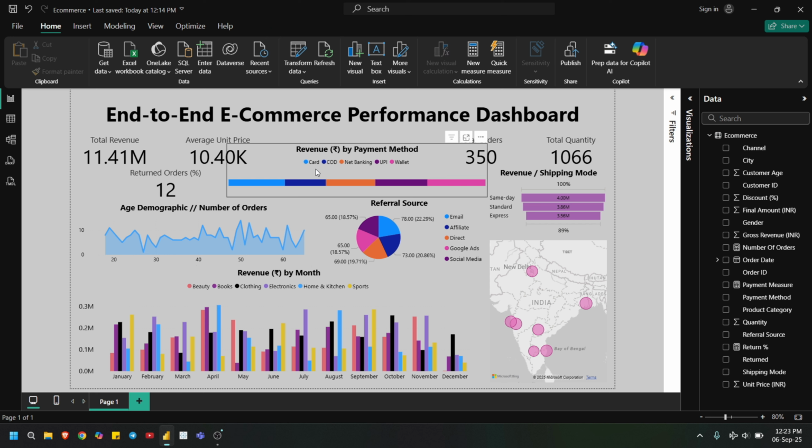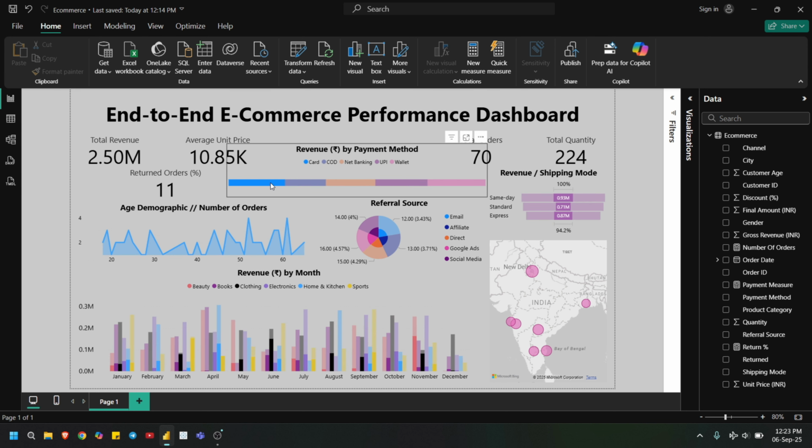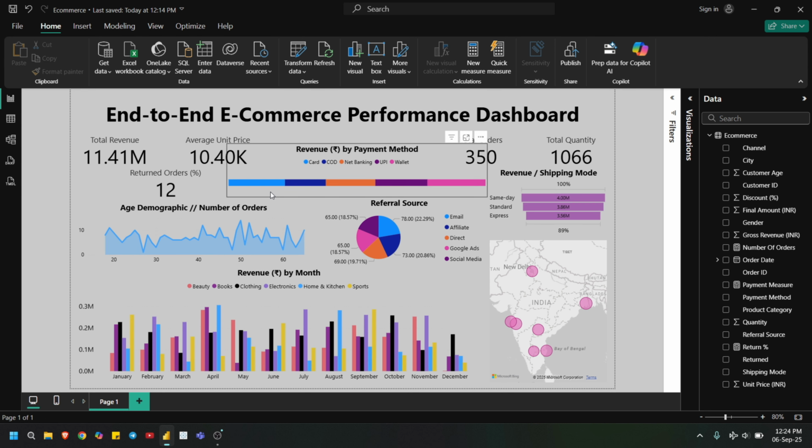Then there's a stacked bar that shows the revenue as per the payment method. In this, the card payment is the most commonly used method, with around 22% customers opting for the card. Below that, there's a referral source pie chart which shows that around 22.3% of the customers came to the store using email.